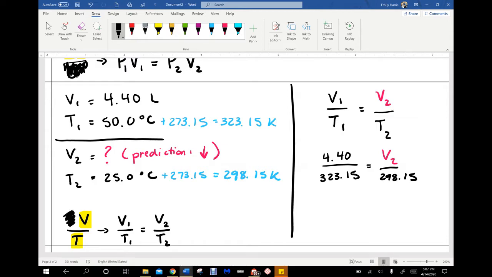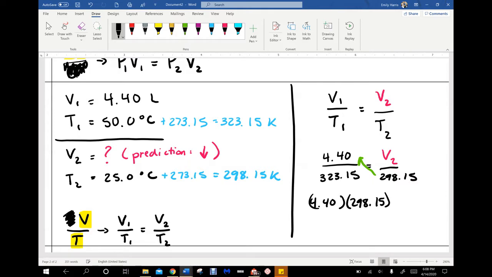All right. So at this point, you're welcome to kind of solve it like you normally would in algebra, but I'll go ahead and show you another technique that oftentimes students like to use, which is cross-multiplying. So if you have 2 fractions set equal to each other, what you can do is multiply the denominator of the right side by the numerator of the left side. So that would be 4.40 times 298.15.